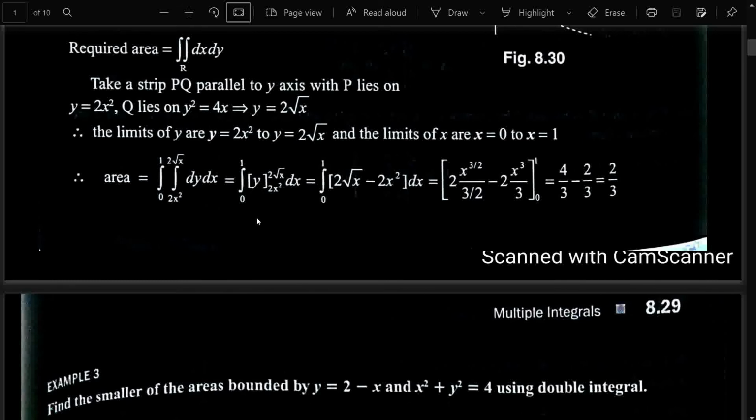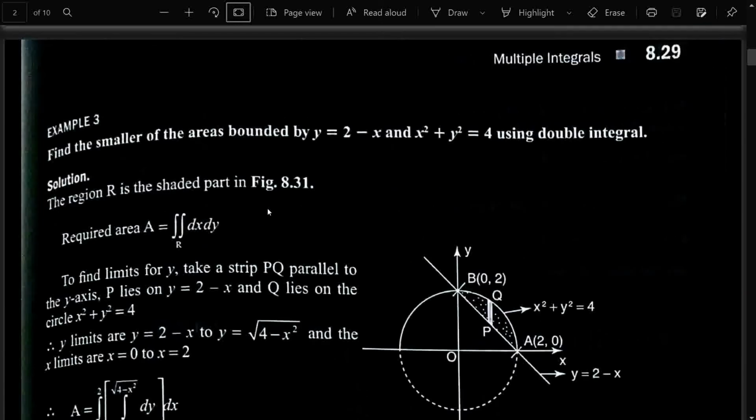After simply solving it, these are self-explanatory steps, a simple integral equation. Just solving the integration, you get 2 by 3. So that's it, very easy.